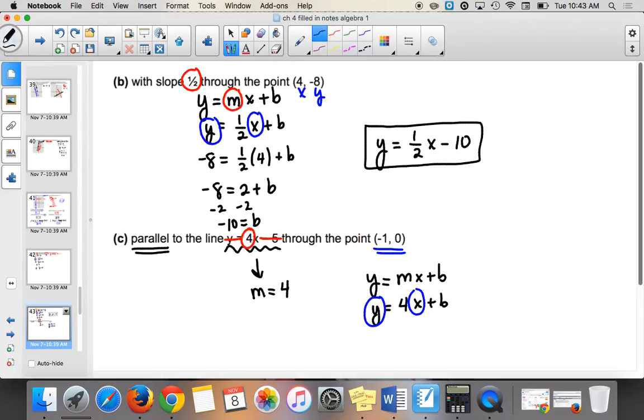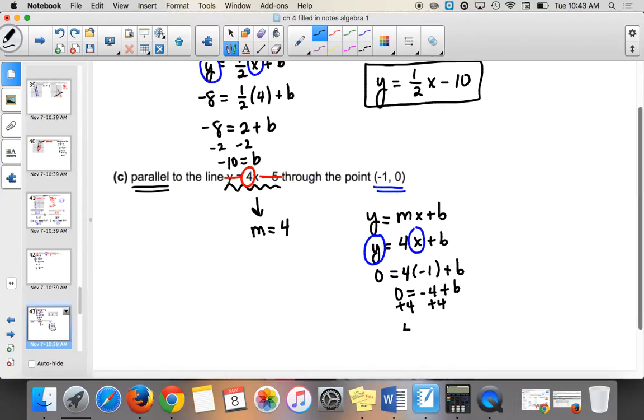All right, so I'm going to temporarily plug in 0 for my y, -1 for my x, and solve for b. So go ahead and try it. Try to solve for b. So I get 0 equals -4 plus b. I add the 4 to both sides. So I get 4 is equal to b. So my final answer has m and b in it. What was m? 4. What was b? 4. So y equals 4x plus 4.